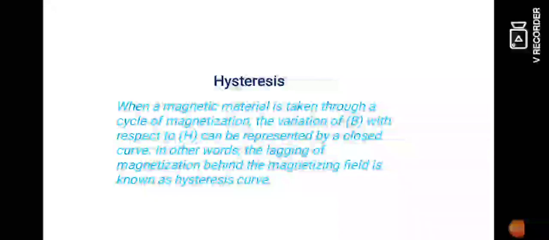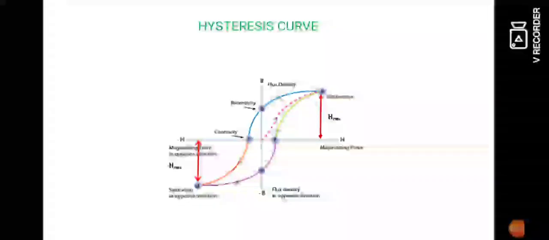So that is clearly given in this video. When a magnetic metal is taken through a cycle of magnetization, the variation of B, the magnetic induction value, with respect to H, the value of the external magnetic field, can be represented by a closed curve. In other words, the lagging of magnetization behind the magnetizing field is known as the hysteresis curve. Now let us see the hysteresis curve.